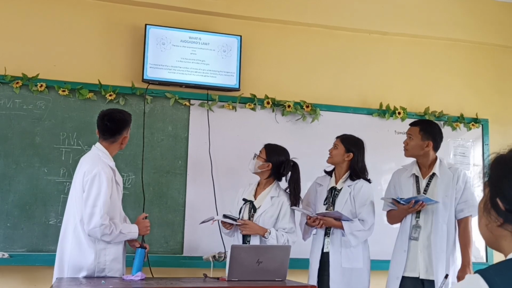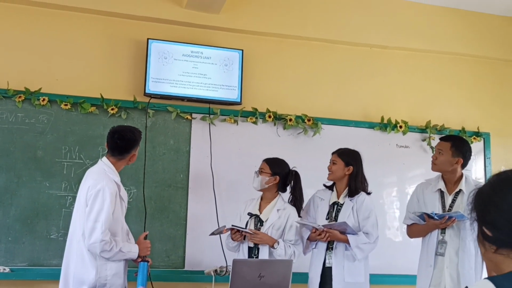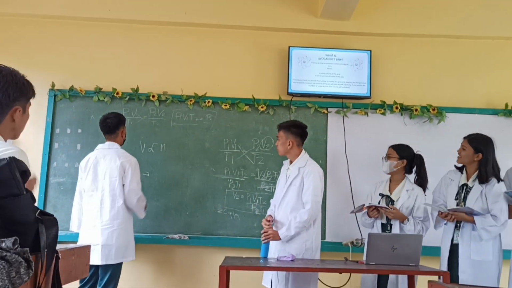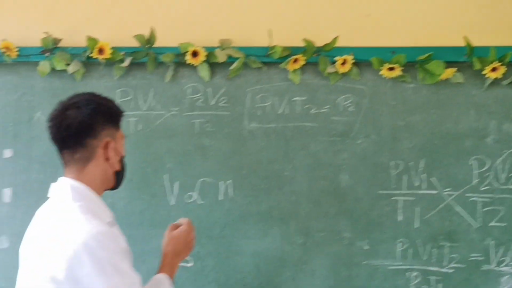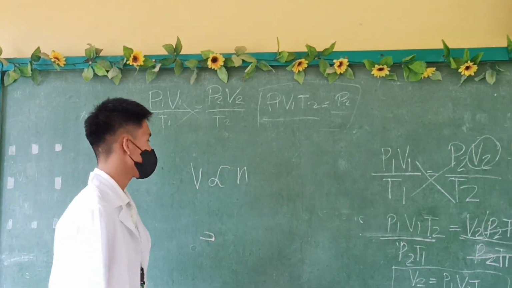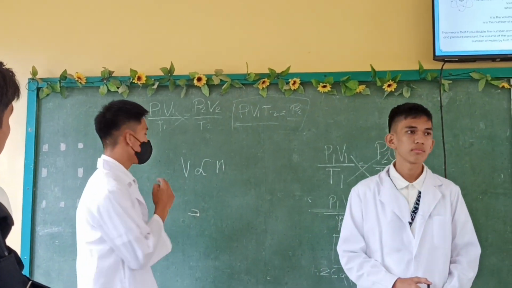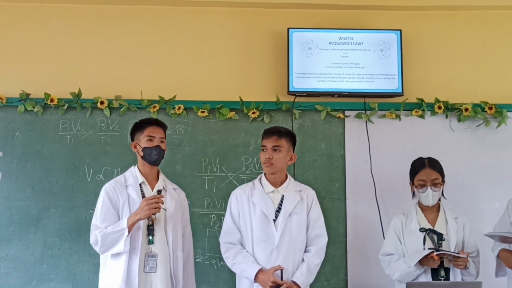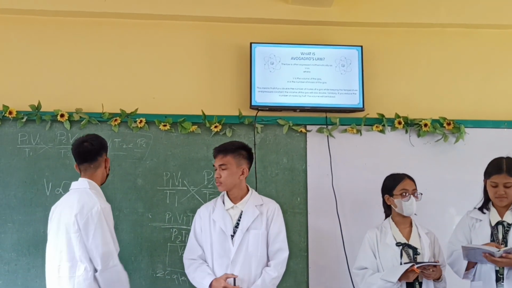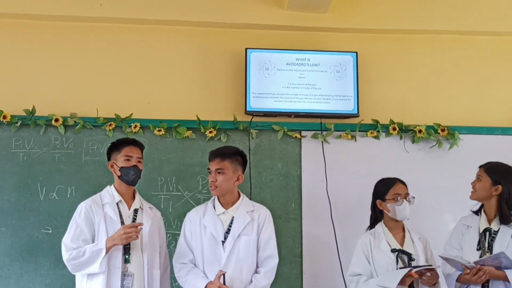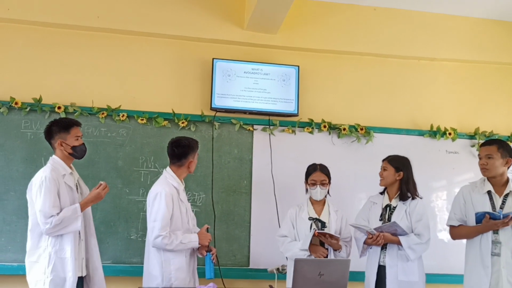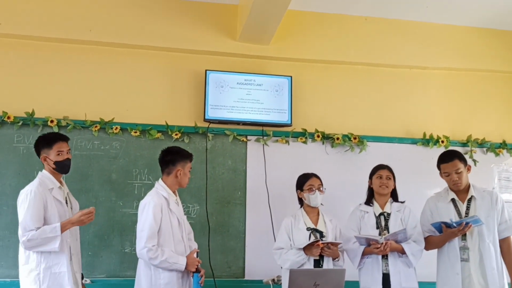Avogadro's law is expressed mathematically as follows: V is directly proportional to n. V is the volume of the gas and n is the number of moles of a gas. This means that if you double the number of moles of a gas with constant pressure and temperature, the volume of the gas will be doubled. Similarly, if you reduce the number of moles by half, the volume will be half.